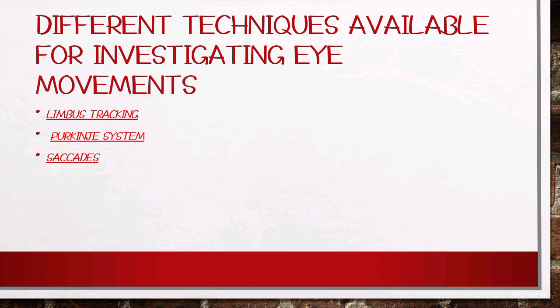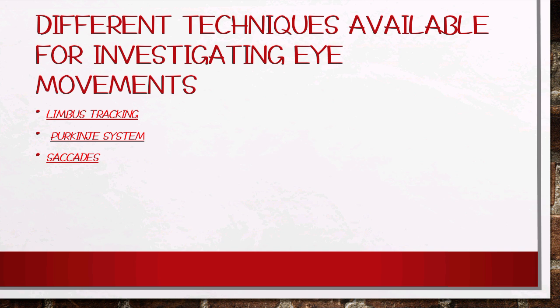Next is the Purkinje image. This is not a technique for tracking eye movement, but rather a phenomenon. The Purkinje image is a reflection of light off the eye's internal structures, including the cornea and the lens. It can be used to study the shape and movement of the eye. For example, researchers might study changes in the Purkinje image to analyze how the eye's focus changes during accommodation, adjusting for near or far vision.